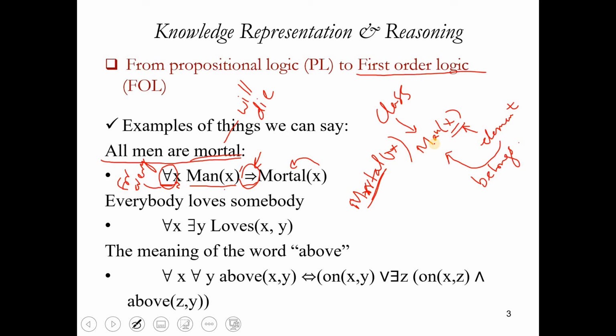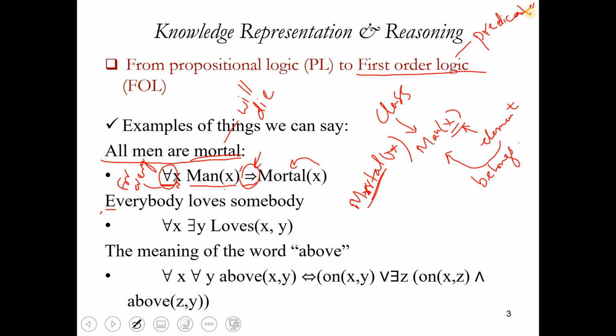Another one, another English sentence, and its equivalent in first order logic. So remember, first order logic is the same as predicate logic we discussed before. Predicate logic, another name first order logic. It is more advanced than propositional logic. So another sentence we want to practice is: everybody loves somebody.